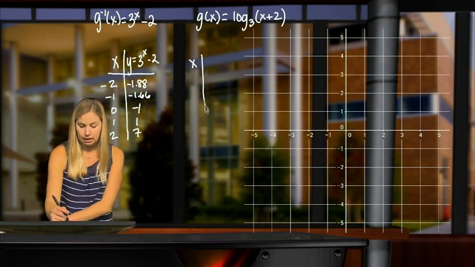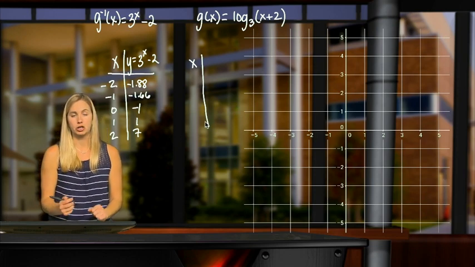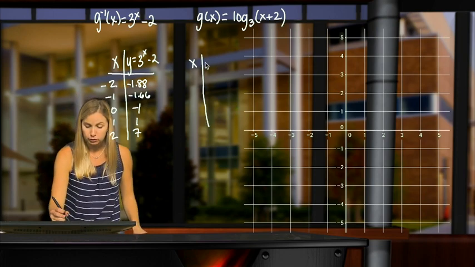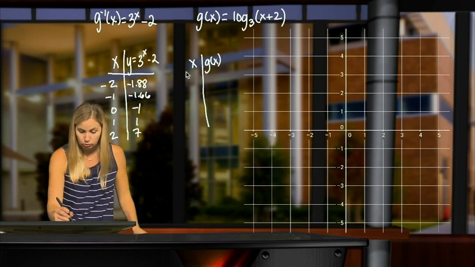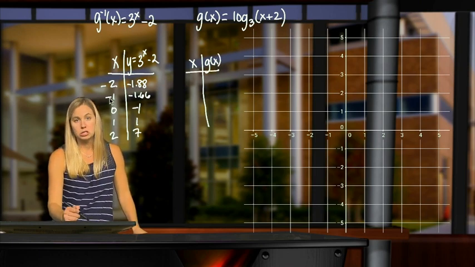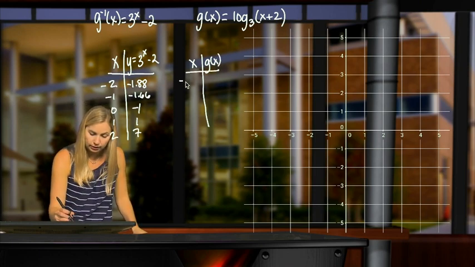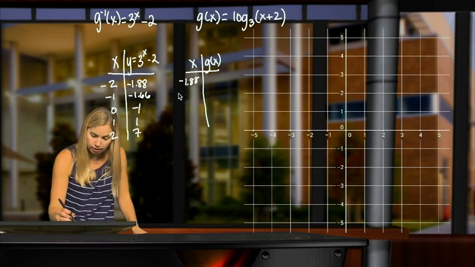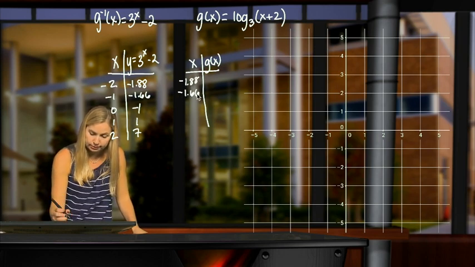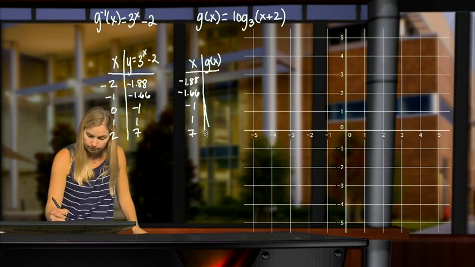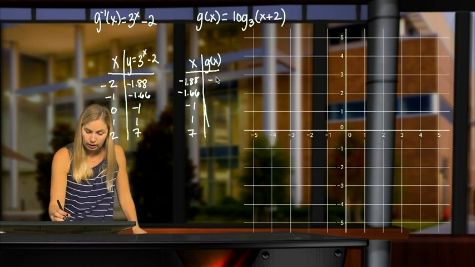So next to this, now that we have our table of values for the inverse, we're going to set up the table of values for g of x, which is our log. And all we're going to do is switch our columns. So we've got x values of -1.88, -1.66, -1, 1, and 7. And our y values are -2, -1, 0, 1, and 2.